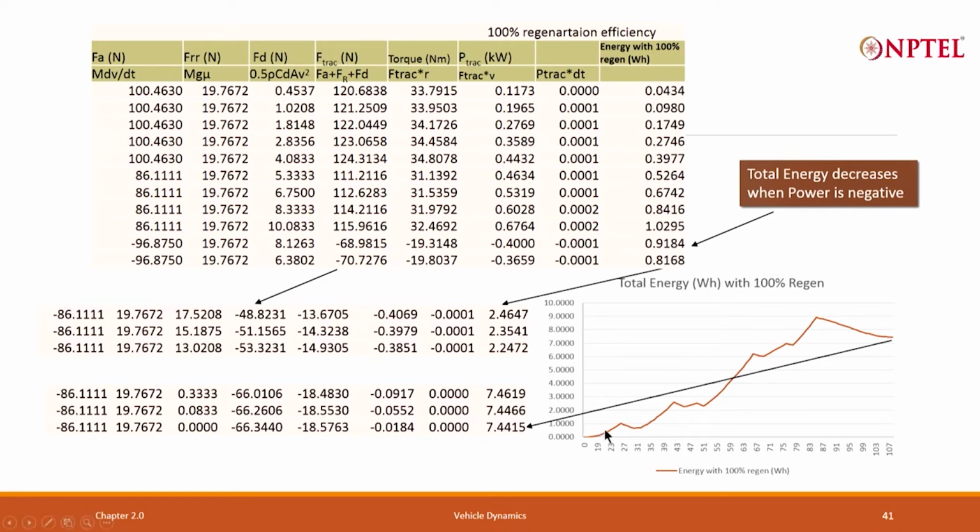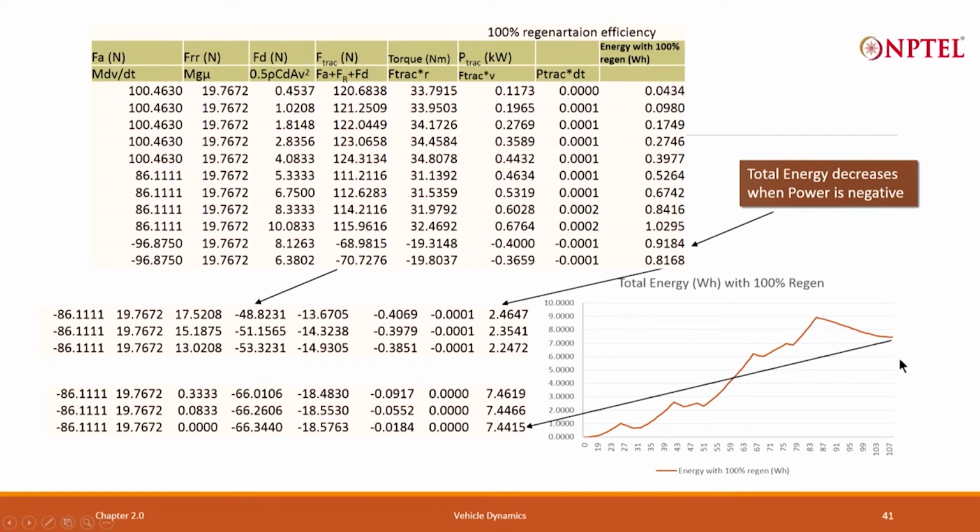What is the energy consumed at every instant? How is the energy consumed? Going up and down. And I find the total energy consumed for 100% regeneration is about 7.441 watt hour. That is the total energy consumed. If you see, energy consumed keeps on building up, but then it goes down. Why? Because it is actually decelerating. In the end, it is decelerating.